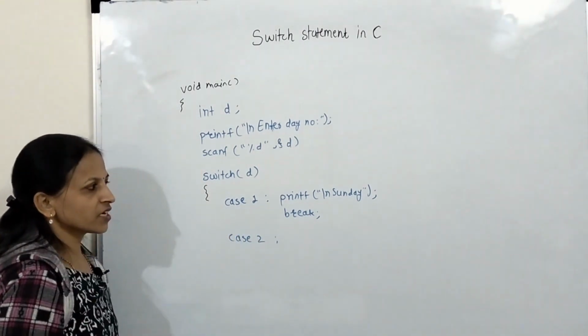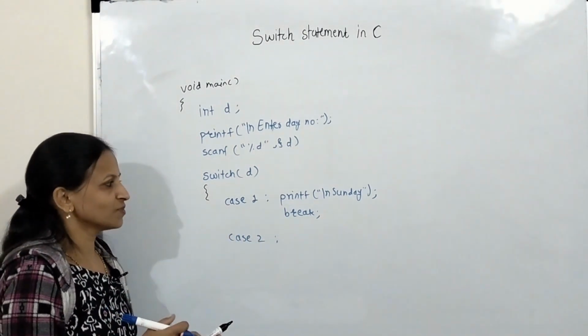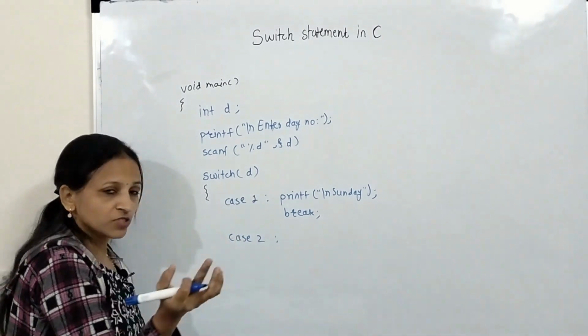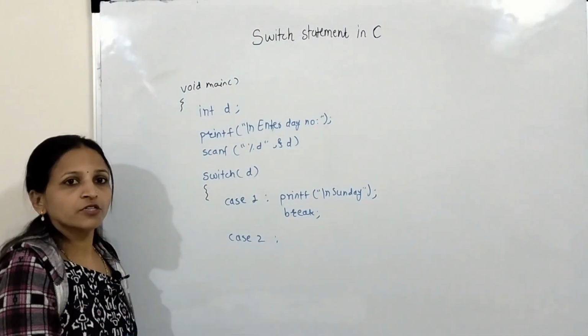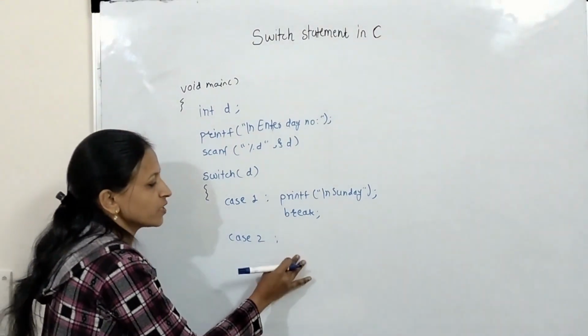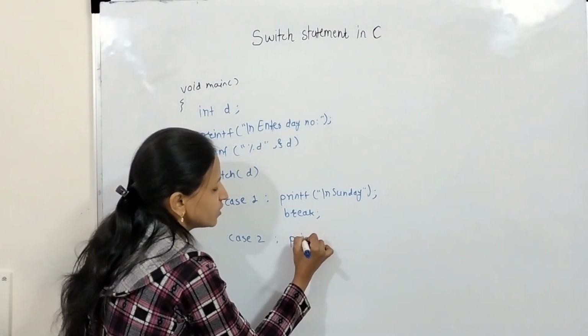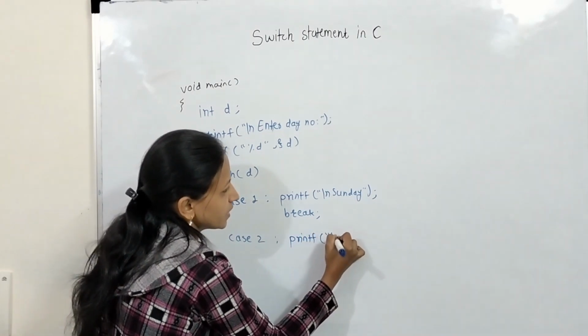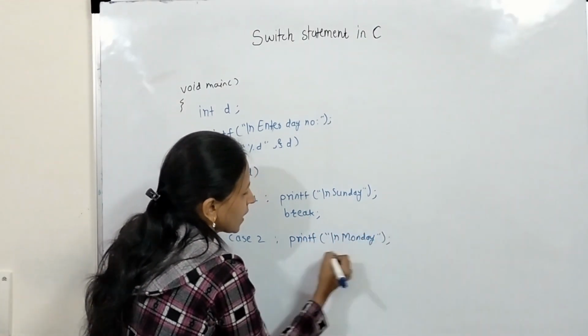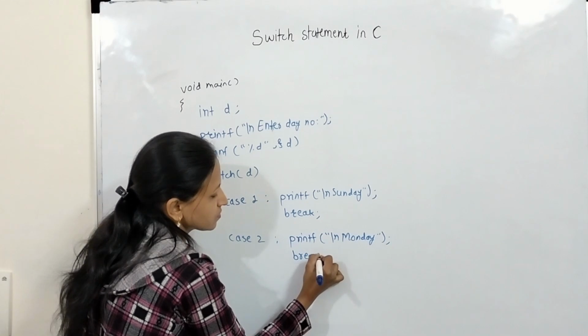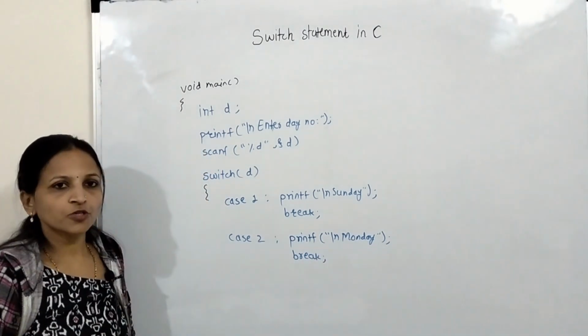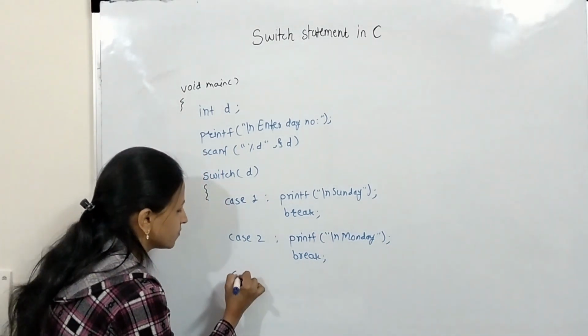Case 2 is what? Again, if it is not Sunday, means if user has entered day number 2, then what should be displayed? That code you have to write here. Just display, for that we will use printf, that is Monday. And then break. In this way you have to put all the cases.